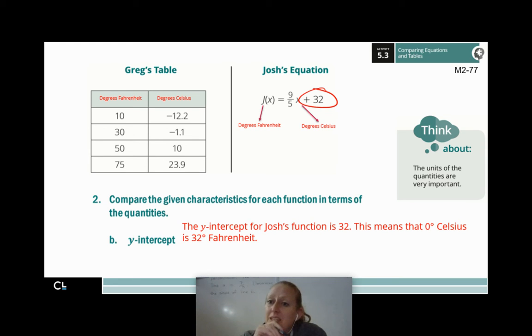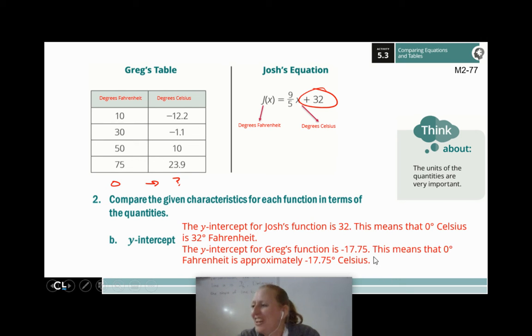Now, this one was hard. And for Greg's y-intercept, I really had to think about this. I was like, okay, 0 degrees Fahrenheit would give me what? And I'm not going to lie, I maybe had to cheat a little bit and go online and be like, 0 degrees Fahrenheit is how many degrees Celsius? And I found out that 0 degrees Fahrenheit is actually negative 17.75 degrees Celsius.